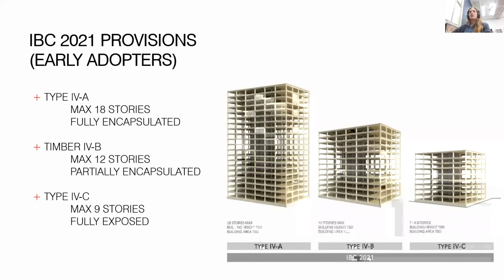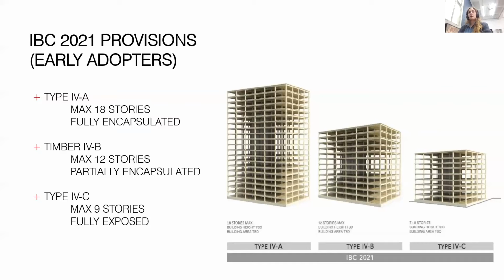And then last but not least, there are certain cities where we're starting to see early adoption of IBC 2021, which is the next iteration of the code. And this is exciting and has really brought mass timber to the table as a competitive option in many more building types, because it allows upwards of 250 feet in a type 4A building, where you can use timber in taller construction based on how much is encapsulated or protected for fire.